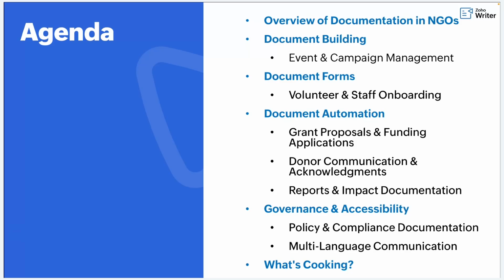Continuing from there, we'll cover document automation, including grant proposals and funding applications, showing how to collect donor commitments, schedule payments, and streamline approvals. Following that, we will talk about donor communication and acknowledgements, including automated letters and tax exemption certificates.